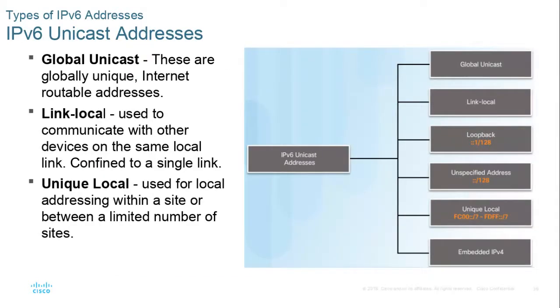There's some different types of IP addresses. Global unicast addresses are like the IP version 4 global unique IP addresses, internet routable. Link local addresses are like the 10, 172.16, 192.168 local addresses on the same link, and unique local is within a company, so it doesn't have to consume addresses in the outside world.